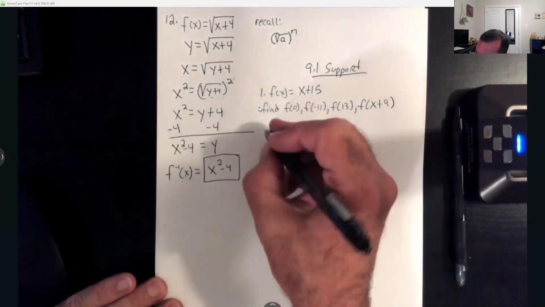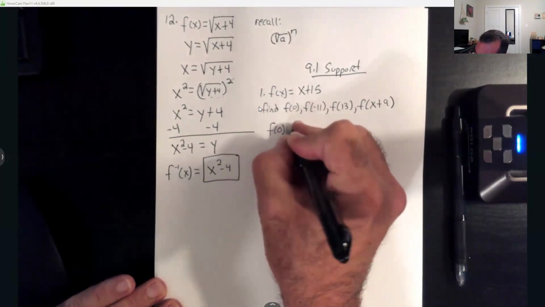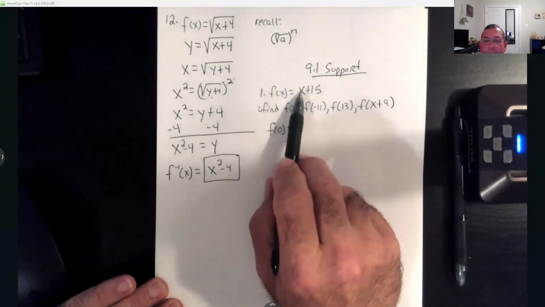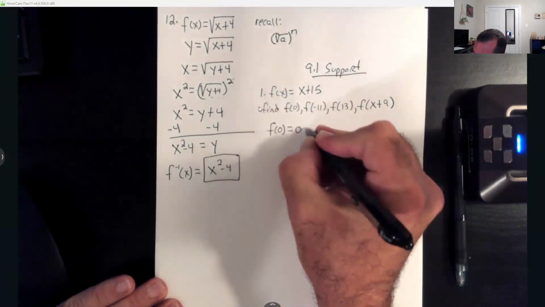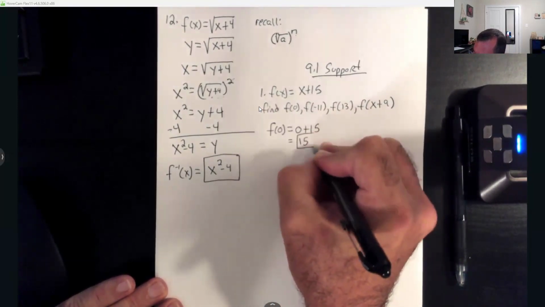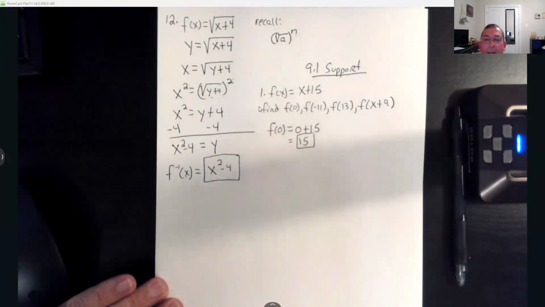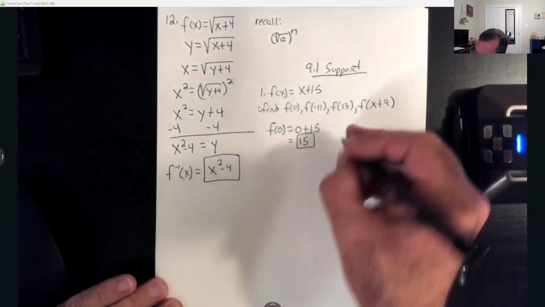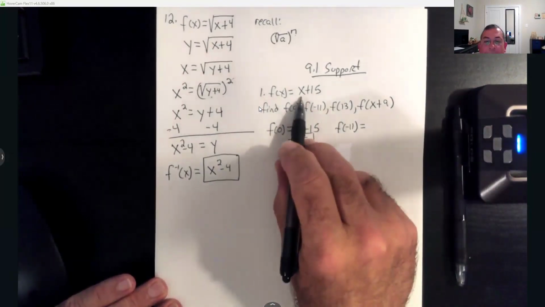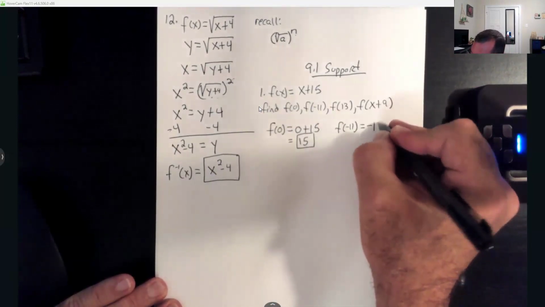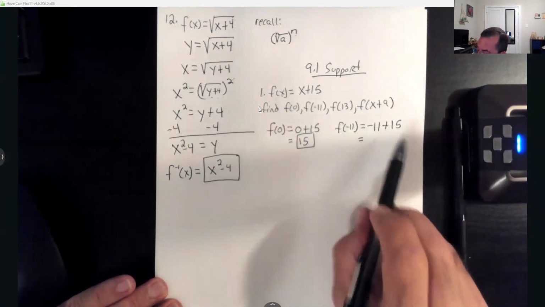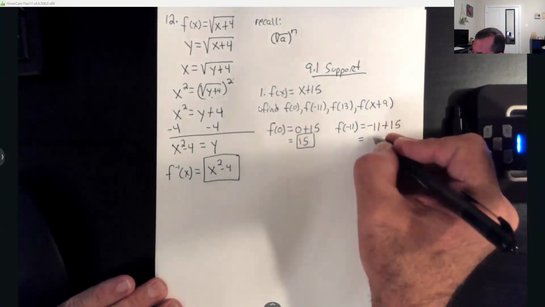So first we're going to find f of 0. So y'all, f of 0 means I take that function and put a 0 in for the x. So I get 0 plus 15, which is 15. Then I got f of negative 11. Same thing, I'm going to put negative 11 in for the x. So I got negative 11 plus 15. And y'all, let's see, negative 11 plus 15 is what, a positive 4.